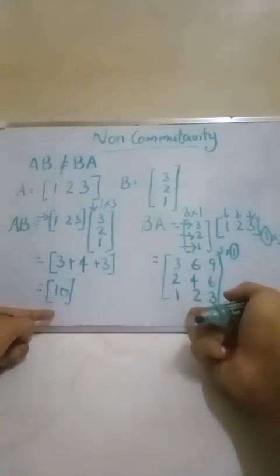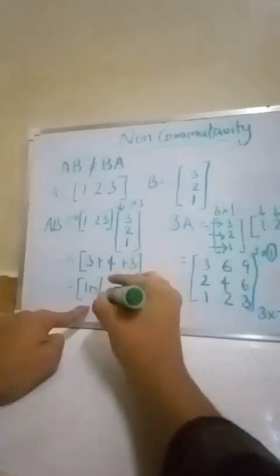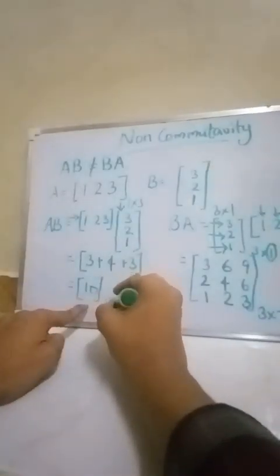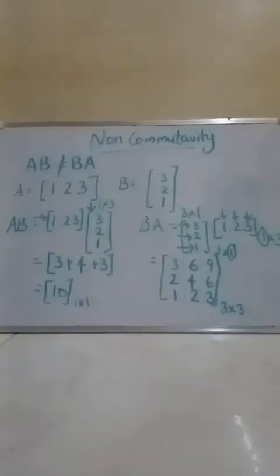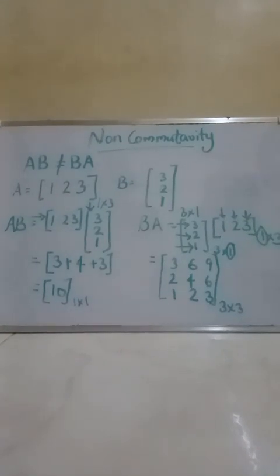So if you check both the answers, for AB we are getting a 1 by 1 matrix, whereas for BA we are getting a 3 by 3 matrix. So both are totally different, right? So that's why AB is not always equal to BA. In some cases maybe they are the same, but usually they are not equal.